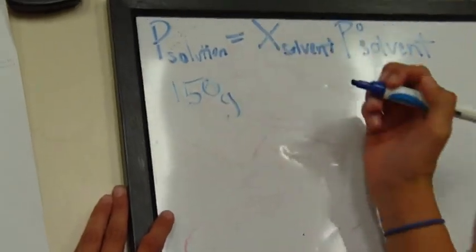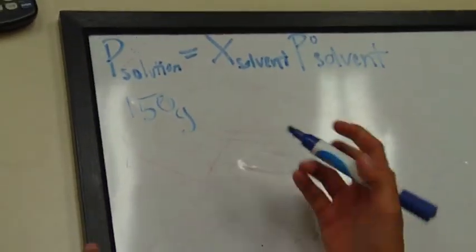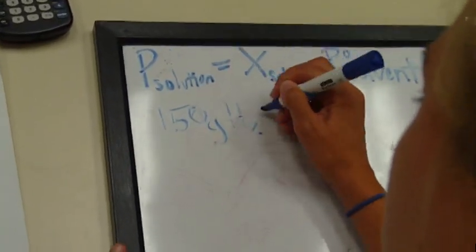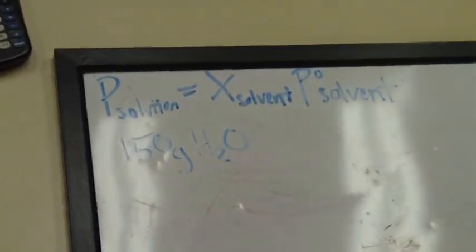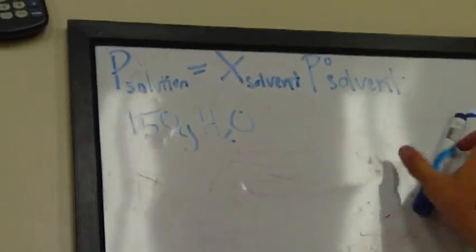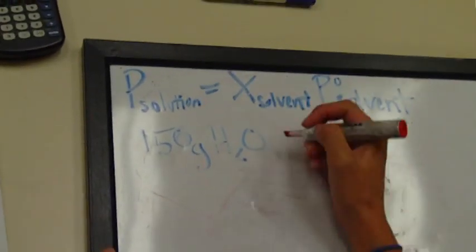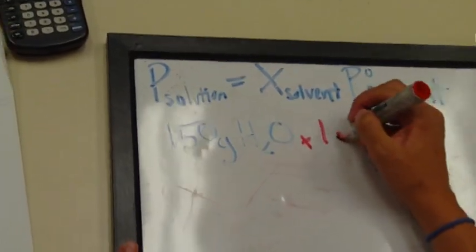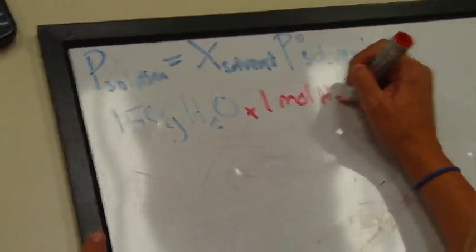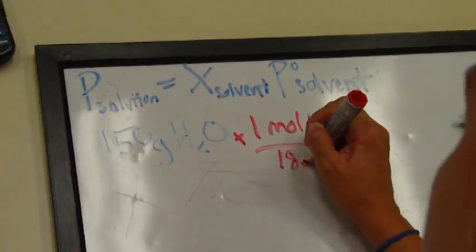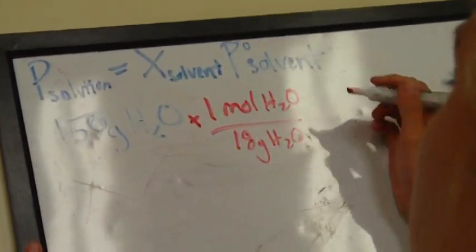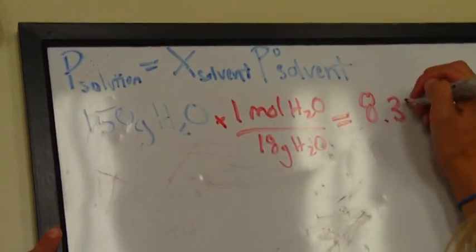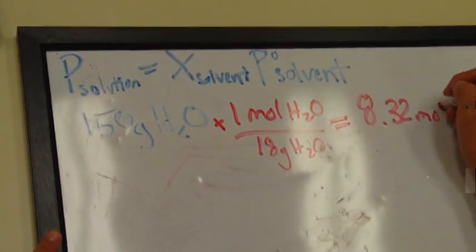150 grams. Can you see that or no? Okay, 150 grams of water. Times... oh, so we're going to convert that to moles. So 1 mole of water is equal to 18 grams of water, and that gives us 8.32 moles of water.